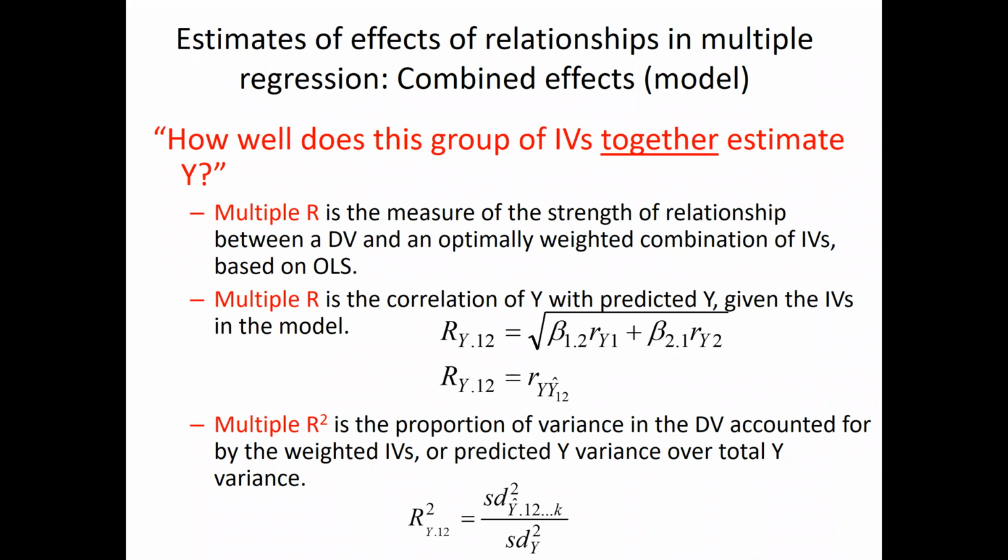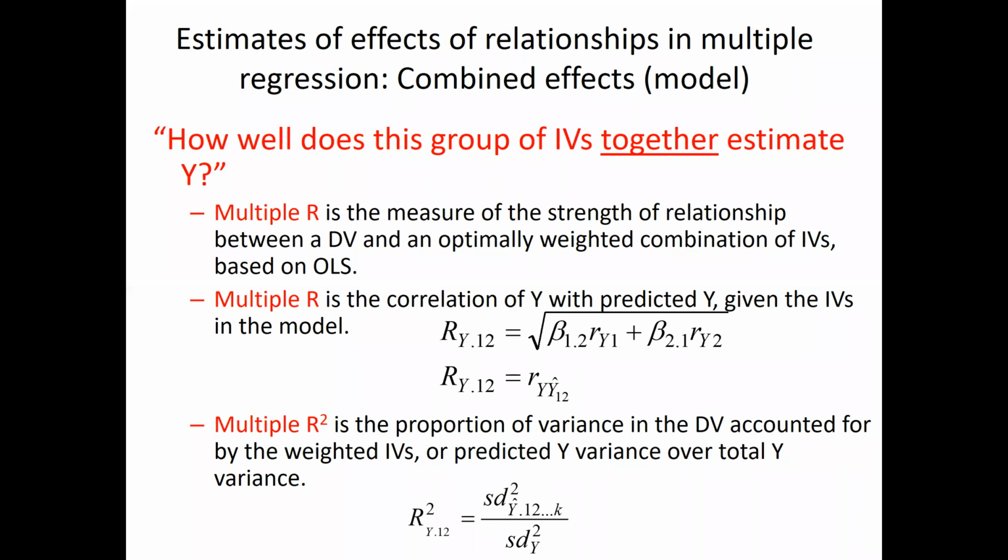Hello, this is a video specifically focused on effect sizes in relationships in multiple regression models. And we're going to start with looking at the combined effects of all the independent variables that are present in what we call a model or a regression equation, explaining variance in a single dependent variable by a collection of independent variables. And the question that we're trying to answer in here is, how well does this group of independent variables altogether estimate variance in y, or the dependent variable?